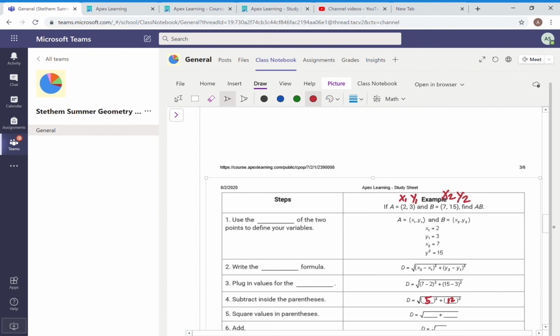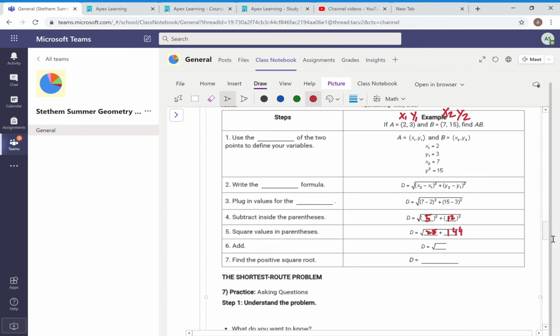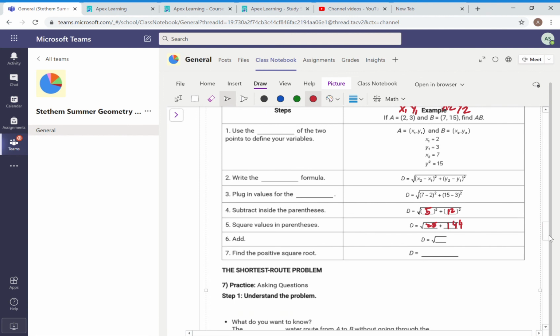So now we want to do our squares. 5 squared will give me 25. 12 squared will give me 144. So you're doing all this math out, you're piecing it out. Don't try to rush things. Now we want to add these together. That would give me 169. And then I do the square root as my last step, which would give me 13.